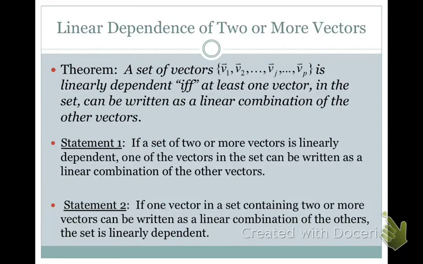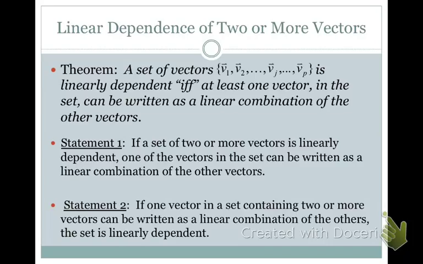We are now going to prove what is known as the linear dependence theorem, and this deals with the linear dependence of two or more vectors. So the theorem states the following: a set of vectors, v1 to vp, is linearly dependent if and only if at least one vector in the set can be written as a linear combination of the others.